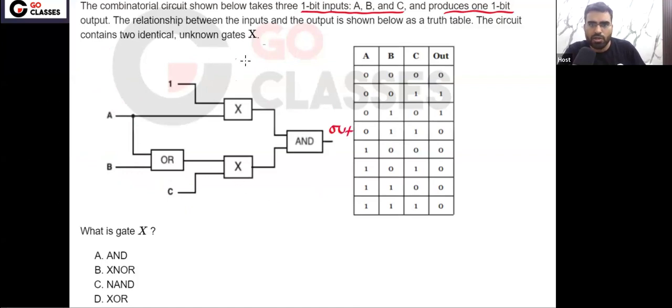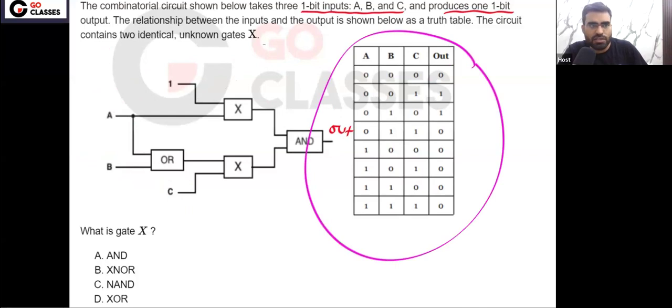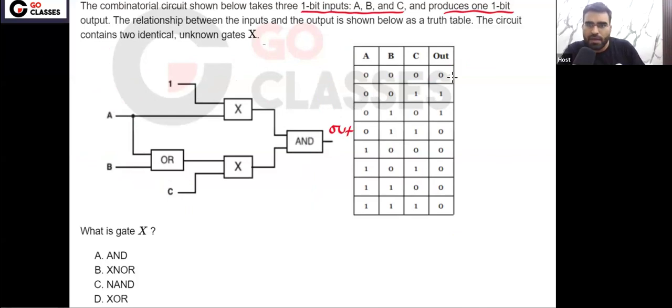Now the question is saying that the behavior of this circuit is given in this truth table. In this truth table, you can see that in all the rows you have 0 except for these two rows. Only here you have function value equal to 1. Only in these two cases the output will become 1. In all other cases the output is 0.